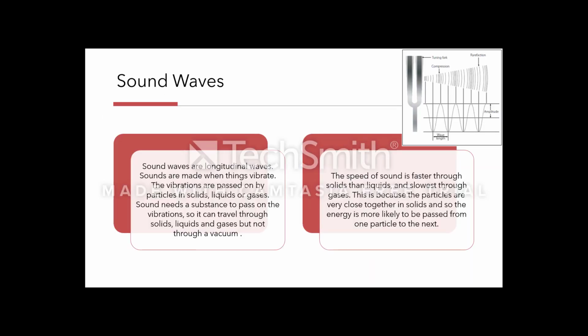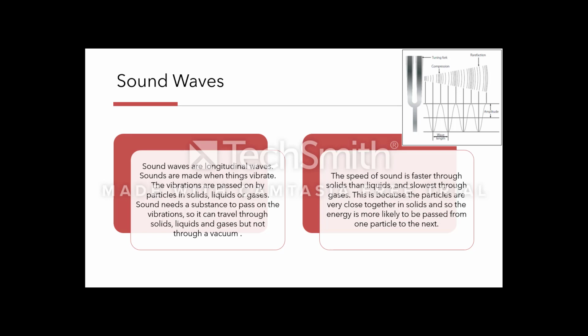Sound waves. Sound waves are longitudinal waves. Sounds are made when things vibrate. The vibrations are passed on particles and solids, liquids and gases. Sound needs a substance to pass on the vibration, so it can travel through solids, liquids and gases, but not a vacuum. Unlike EM waves, which we'll be talking about soon, which can travel through a vacuum at the speed of light.